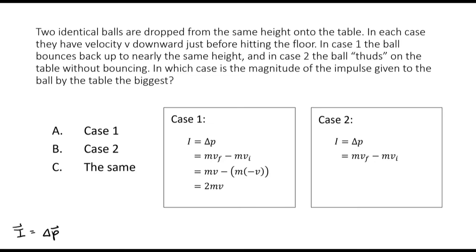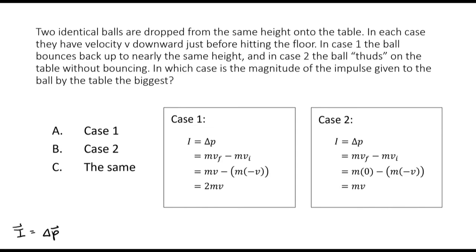Downwards, and it has some value v. And then right after it hits the table, the velocity is 0. It doesn't bounce. It splatters on the table. And so the final velocity of the ball is going to be 0. And so then I get 0 minus m times minus v, and so I get mv.